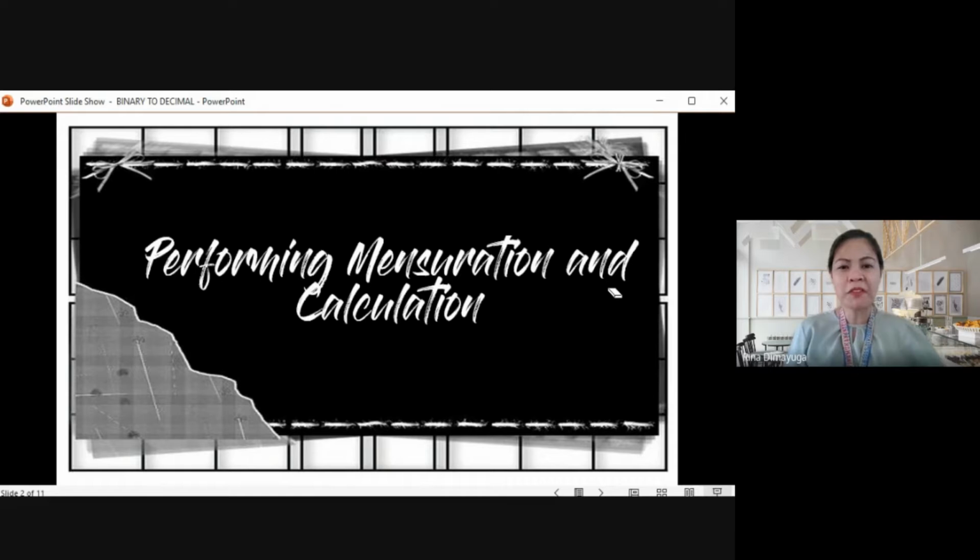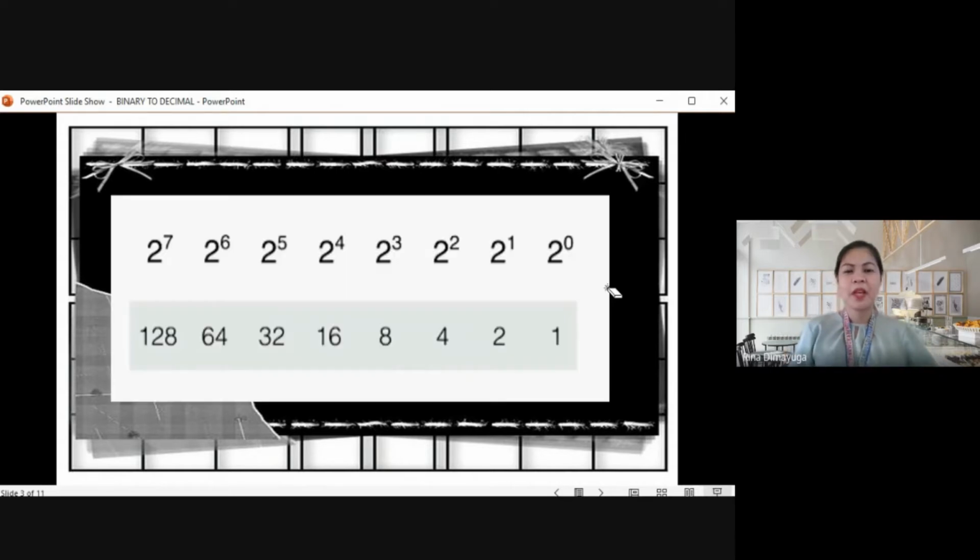Our topic will be performing mensuration and calculation. I want you to look at those numbers. Those numbers play a vital, or an important, role in converting the decimal number into its binary digit.